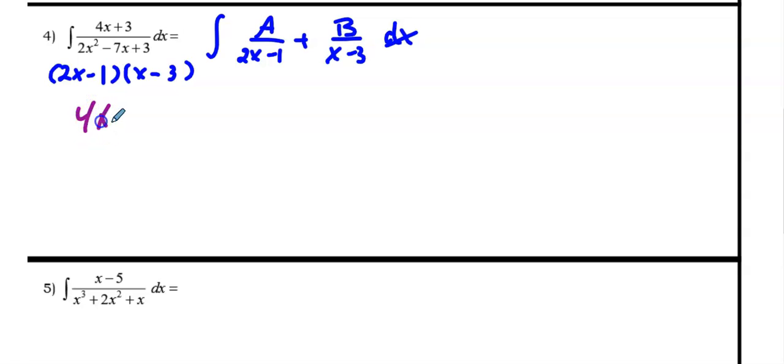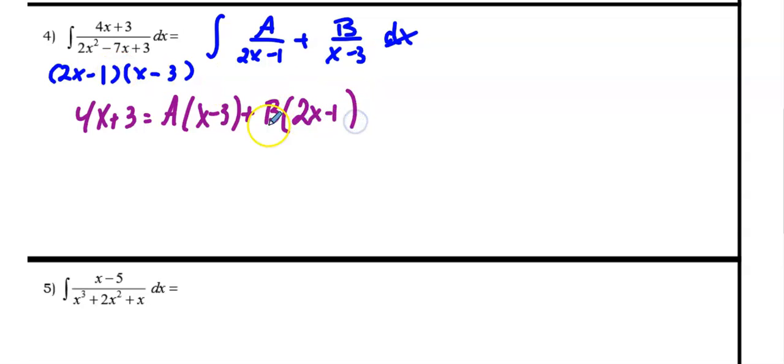So the left hand side would be 4x plus 3. And then if I were to multiply a over 2x minus 1 by these two functions right here, the 2x minus 1s would cancel. So I'm left with a times x minus 3. And likewise, if I multiply b over x minus 3, the x minus 3s would cancel, and so you're left with b times 2x minus 1. So let's figure out how to find what a and b are.